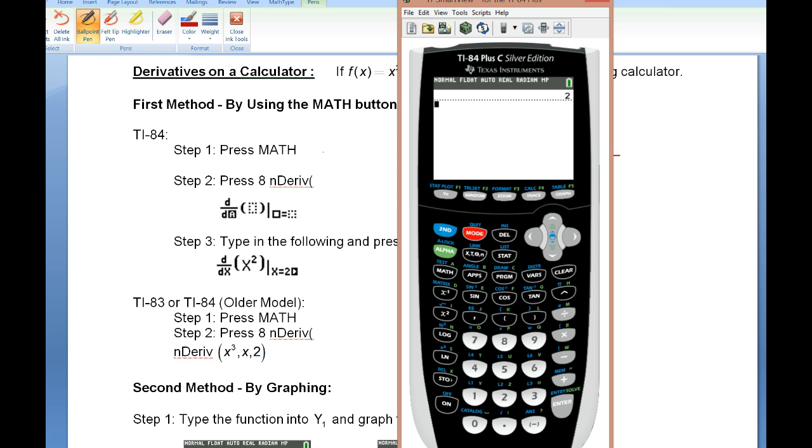Okay, so we're going to press the math button. And if you go down, do you see where it says nDeriv? That is the derivative. So we're going to type the number 8.